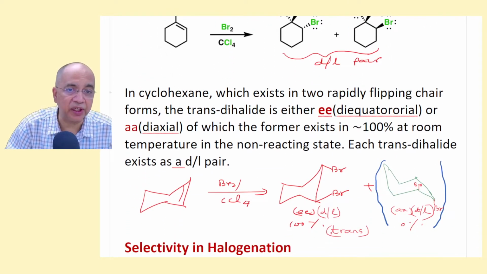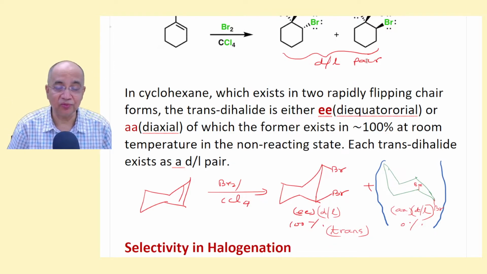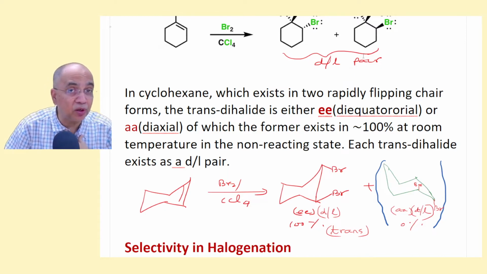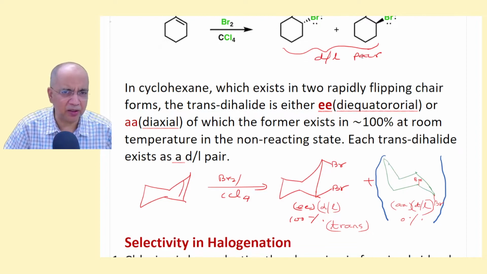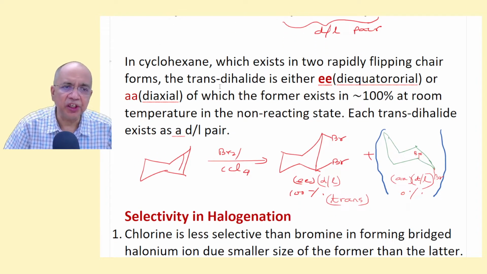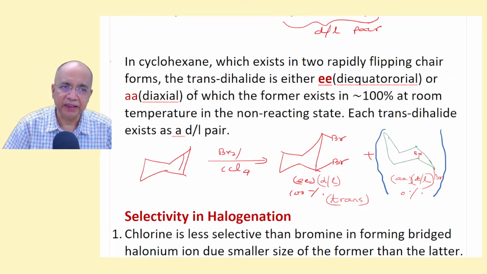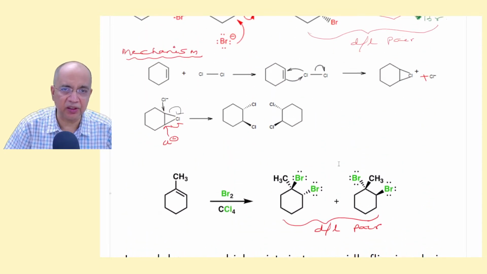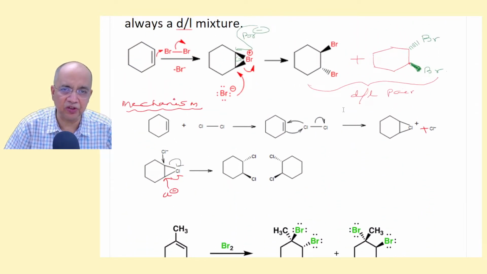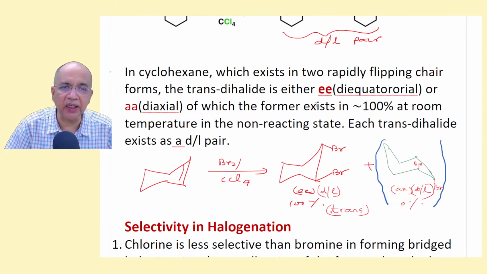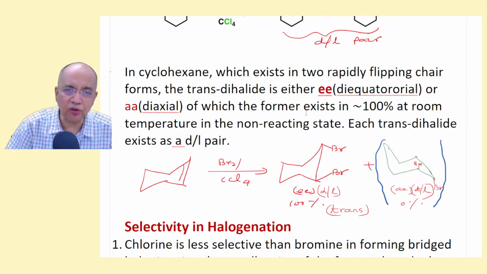In actual cyclohexane, which exists in two rapidly flipping chair forms, if you have not studied the conformation of cyclohexane, forget this part. The cyclohexane exists in two chair forms which are rapidly interconverting. The trans dihalide which is formed here is all trans because the addition mechanism is trans. This trans is actually diequatorial or diaxial, out of which 100% is diequatorial, which is thermodynamically more stable than diaxial, at room temperature, of course, in a non-reacting state.